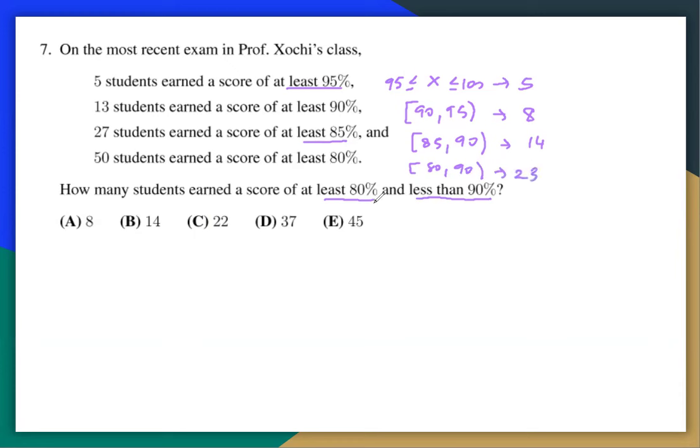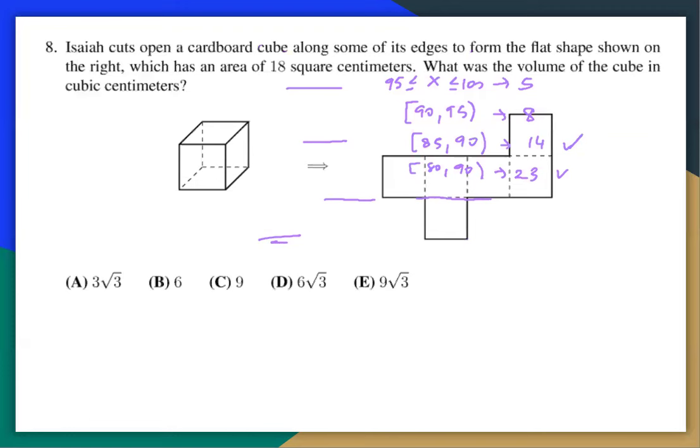So we are looking for at least 80% and less than 90, because 90 is not inclusive. So basically we are looking for the sum of these two. So over 80 and less than 90. So the sum of these two will be just 37. Okay, so that was number 7.